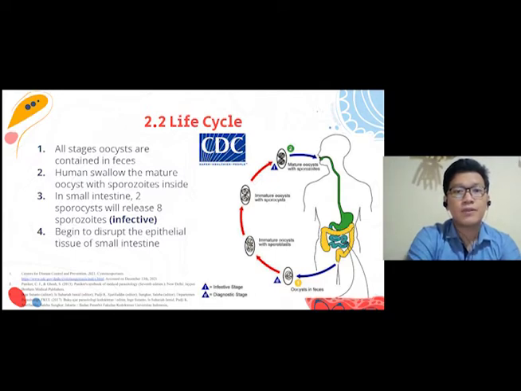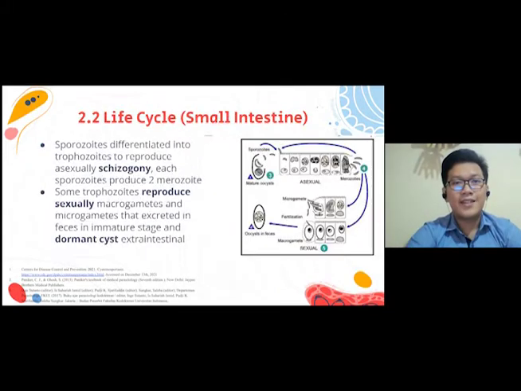Once the mature sporulated oocyst has entered the human body through the gastrointestinal tract, in this case the small intestine, the sporocysts will release sporozoites. This is the way infection of Isospora belli occurs, and it begins to disrupt the epithelial cells of the small intestinal wall. In the intestinal epithelium, the sporozoite differentiates into trophozoites and reproduces asexually, called schizogony, and produces two merozoites per each and disrupts the adjacent cells of the small intestine epithelium.